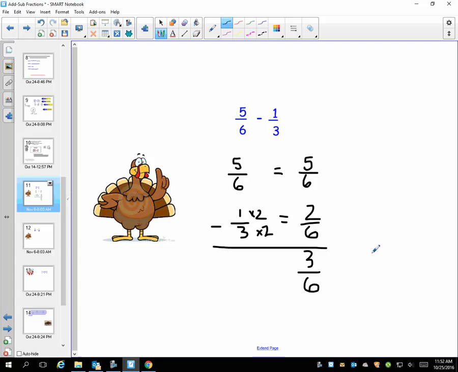Now, step 4 is to simplify or rename using your GCF. So what is my greatest common factor of 3 and 6? Well, if I list out all my factors, this is all I come up with. So what is my greatest common factor? 3. So I can divide the top and the bottom both by 3. What I do to the bottom, I gotta do to the top. 3 divided by 3 is 1, and 6 divided by 3 is 2.